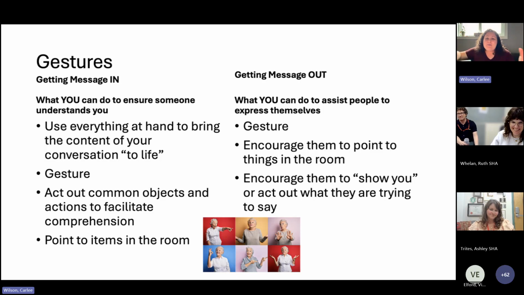When we're trying to get people to get their message out, really encouraging them to point to things, encouraging them to show you or act out what they're trying to say. I had a really great conversation with one of my clients once, and he just couldn't get the words out. But he was able to show me. He stood up and he went like this, like he was pushing. We were able to figure out he took his dogs for a walk in a stroller that day. So really just encouraging people to try.